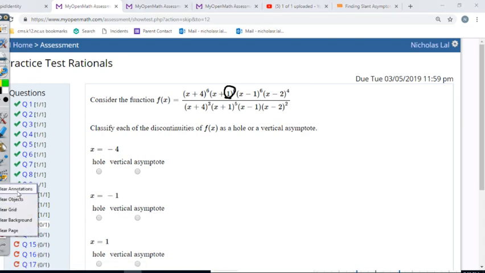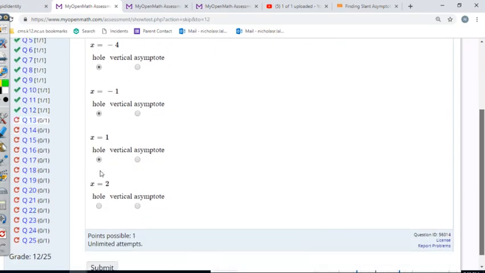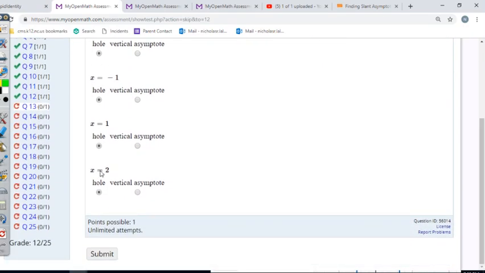Classified as discontinuities. You have more x plus 4 terms in the numerator than the denominator, so you completely cancel out the x plus 4 terms in the denominator, creating a hole at x equals negative 4. You have more x plus 1 terms in the numerator than the denominator, so you have a hole at x equals negative 1. You have more x minus 1 terms in the numerator than the denominator, so you have a hole at x equals positive 1. And then you have more x minus 2 terms in the numerator than the denominator, so you have a hole at x is equal to 2. So holes all around.